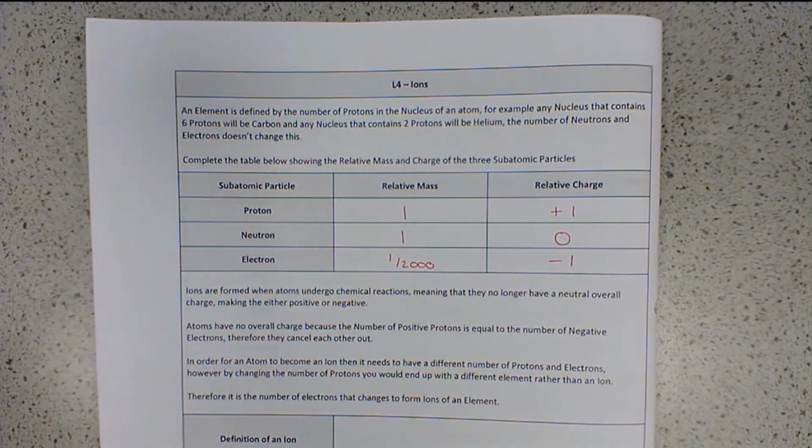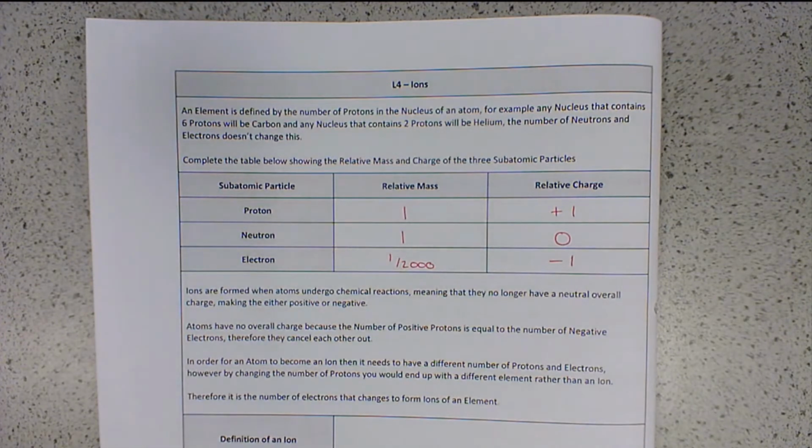Now, we already established that if we change the number of protons, we're actually going to change the element. Let's say, for example, we had lithium. Lithium has 3 protons, but if it were to gain a proton, it would no longer be lithium, it would be beryllium. And if it were to lose a proton, it would be helium. So changing the number of protons doesn't form an ion, it simply changes the element. It's the number of electrons that must change in order for an ion to form.